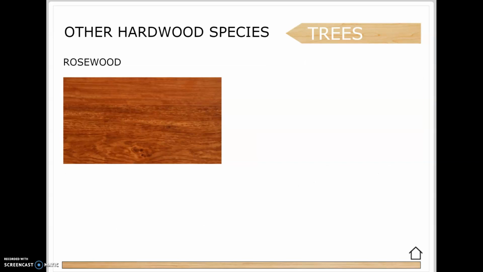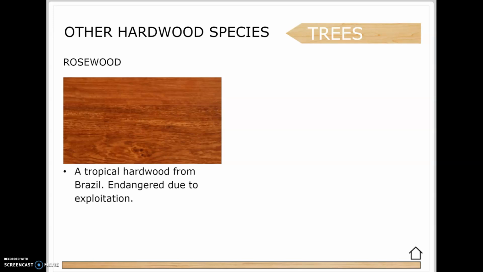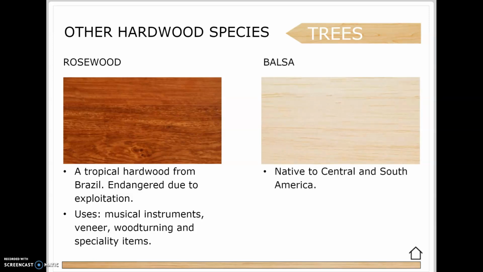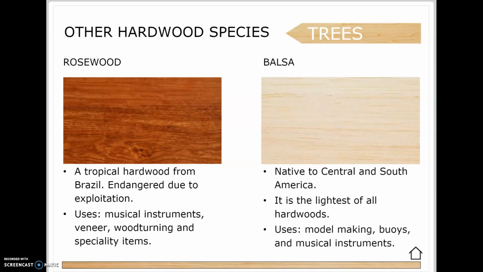Rosewood, I think it's endangered now. It's deforested a lot. Okay, so it's a tropical hardwood from Brazil, endangered due to exploitation. Uses: musical instruments, veneer, wood turning and specialty items. And balsa. Okay, so balsa is native to Central and South America. It is the lightest of all hardwoods and its uses are model making, buoys and musical instruments.